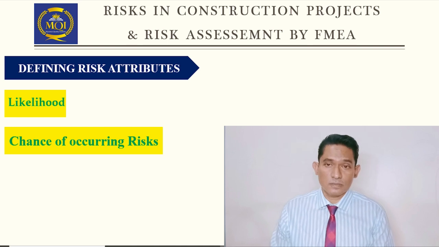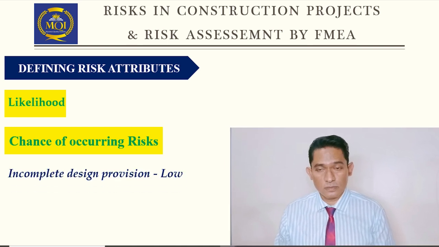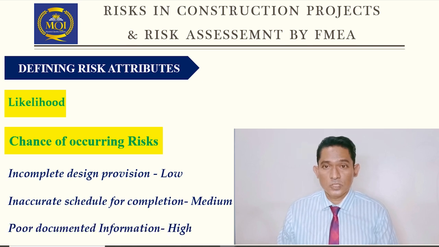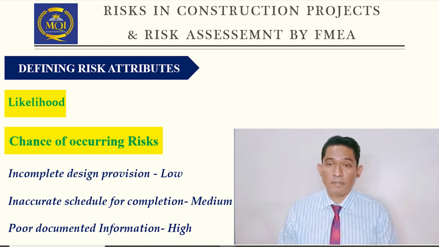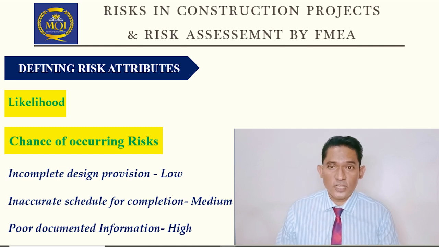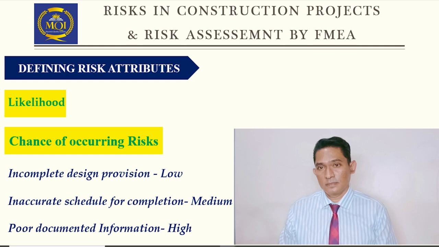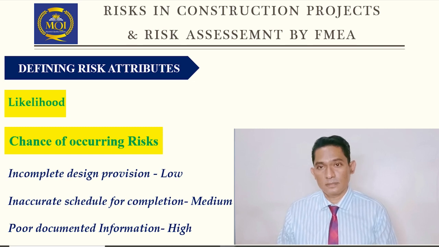In my research, a risk like poor documented information occurs in most of the construction projects. So its likelihood value will be high and it represents 3. But for conditions like incomplete design provisions, it rarely occurs in construction projects. So its likelihood value becomes lower and it represents 1.